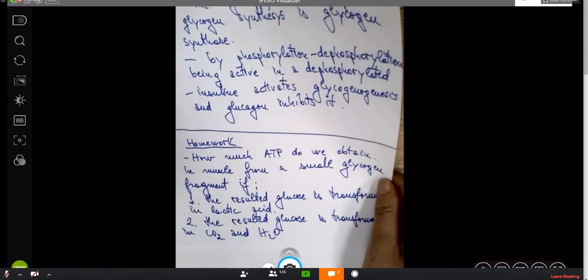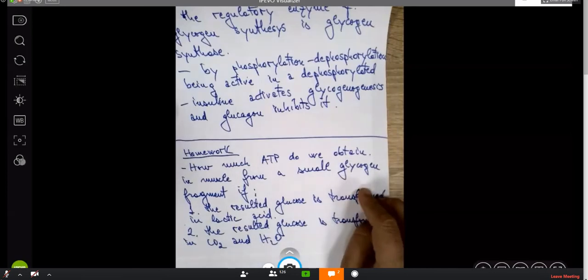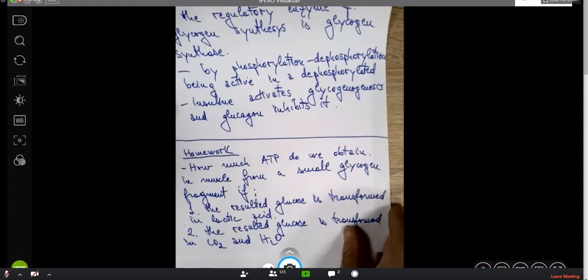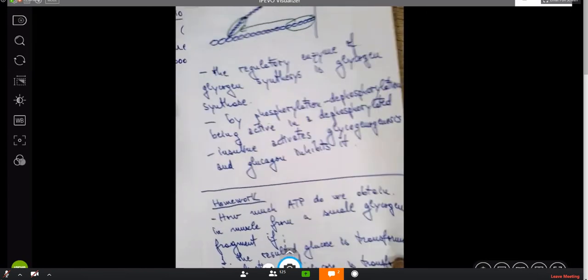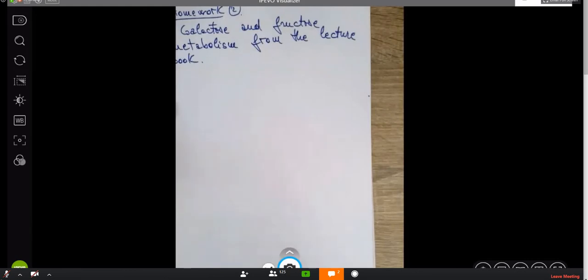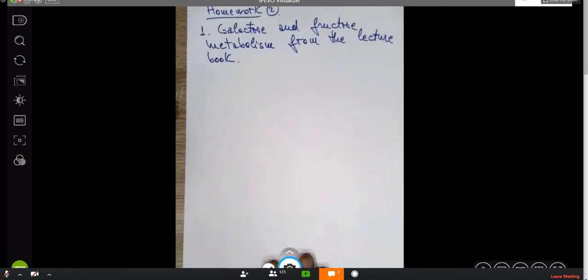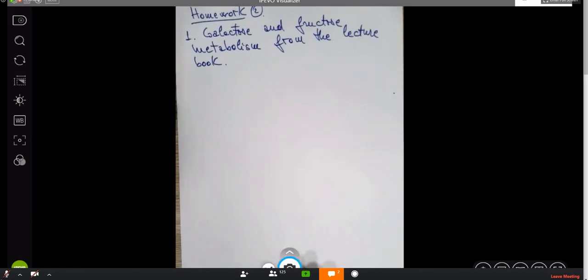So homework, of course, you just have to take into consideration that when I am making glycogenolysis, I am obtaining glucose 1-phosphate quickly transformed into glucose 6-phosphate, so I'm not going to consume any more energy to make glucose 6-phosphate from glucose. And the other homework to do by yourself, galactose and fructose metabolism from the lecture book, and I'm going to post the PDF with the book on your classroom.